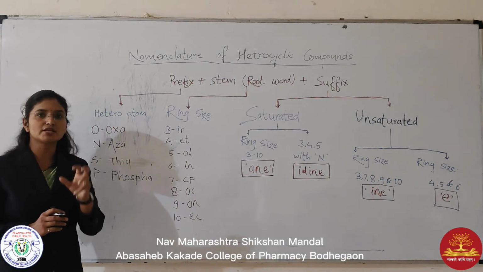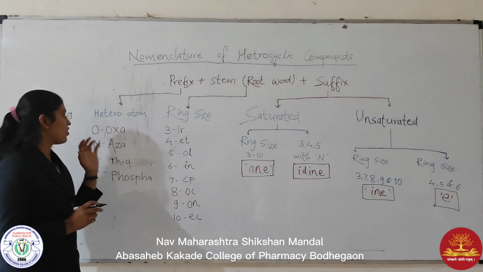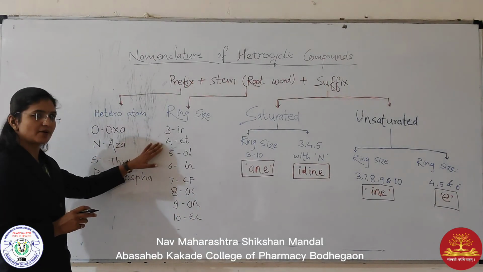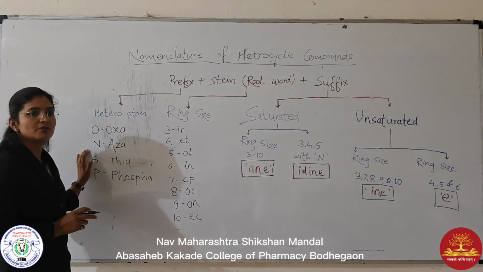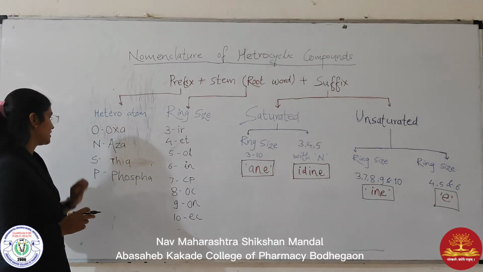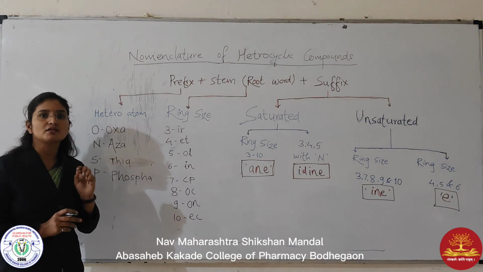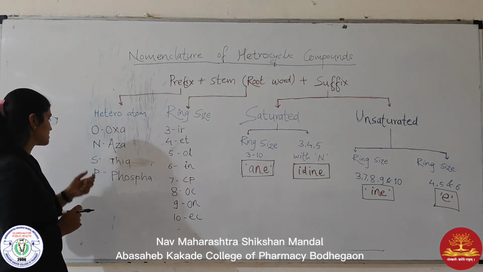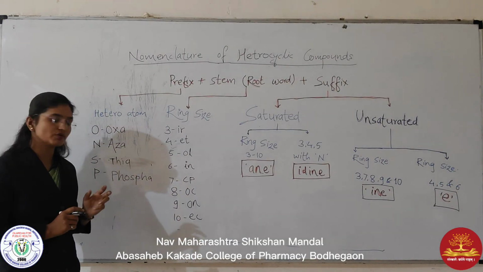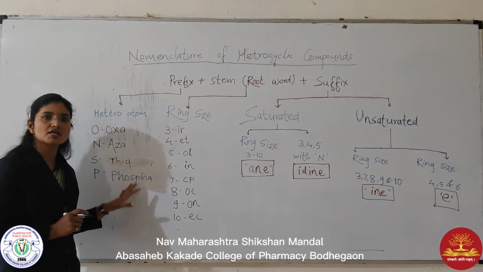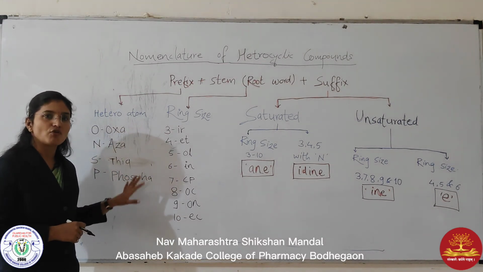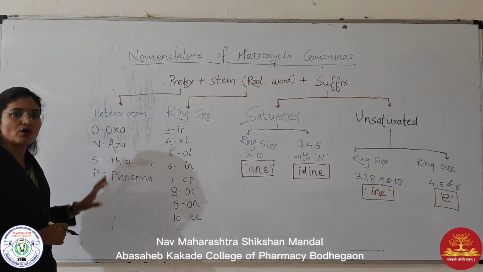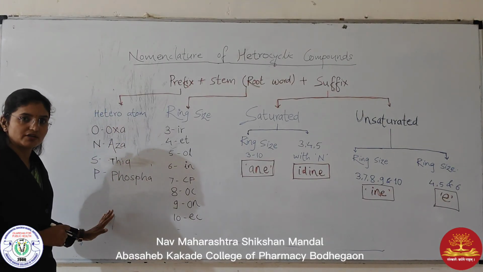When your heterocyclic compound contains oxygen as a heteroatom, then the prefix will be oxa. If nitrogen, then the prefix will be aza. If your heterocyclic ring contains sulfur as a heteroatom, then the prefix will be thia. And at last, when your heterocyclic ring contains phosphorus, then the prefix will be phospha. So this is about the prefix, and the prefix depends on the type of heteroatom.